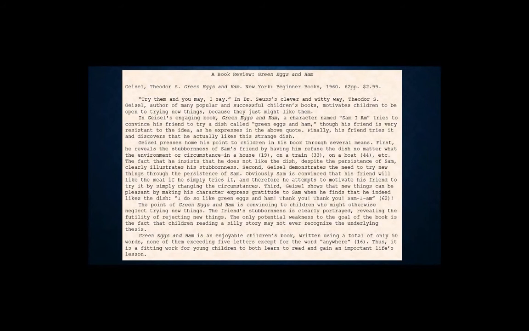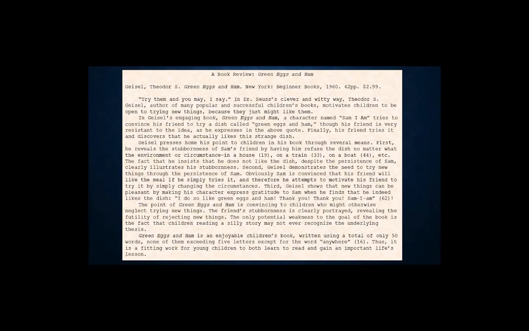Okay, so I start with a provocative quote that grips my audience's attention. "Try them and you may, I say." In Dr. Seuss's clever and witty way, Theodore S. Geisel, author of many popular and successful children's books, motivates children to be open to trying new things because they just might like them. I've already stated the thesis. I've given a provocative quote, background information, context, and thesis, all in 2 sentences. It'll probably be a little more in a substantial book, but it doesn't have to be much more.